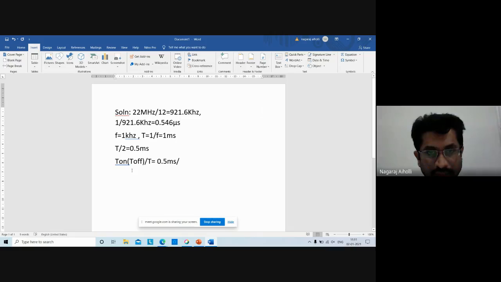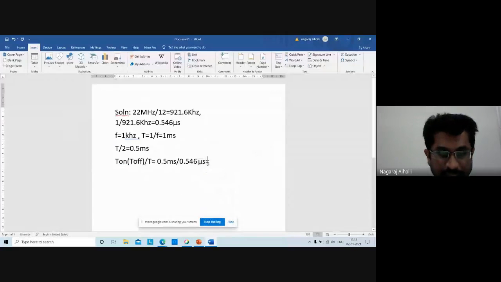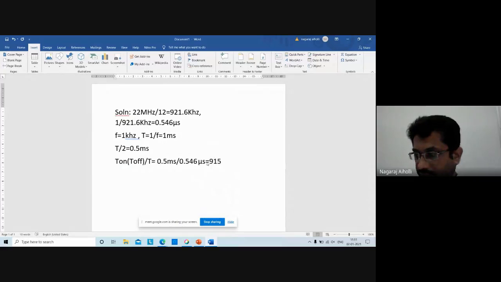Now this is on time or off time divided by the time period. 0.5 milliseconds divided by 0.546 microseconds. This comes out to how much? 915 clock cycles. Okay.